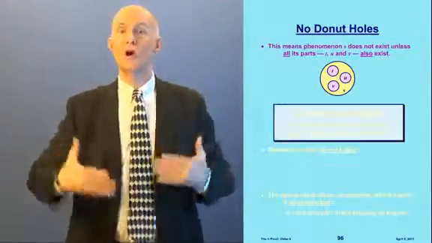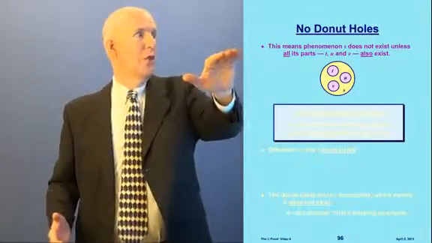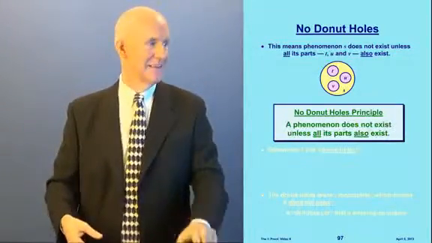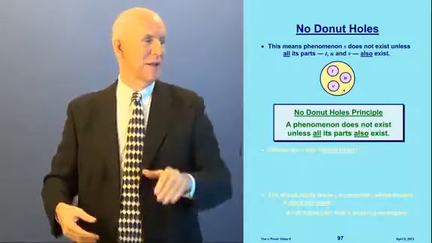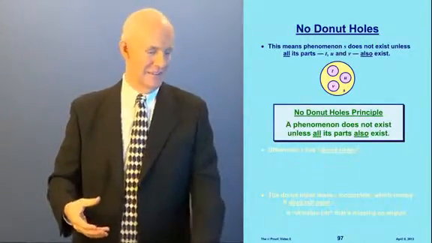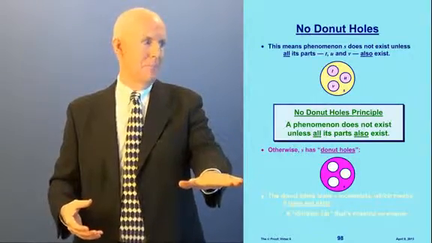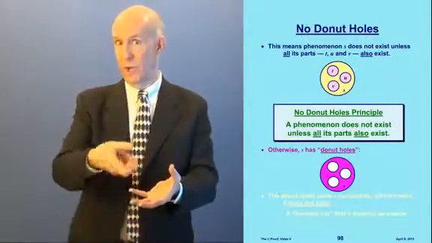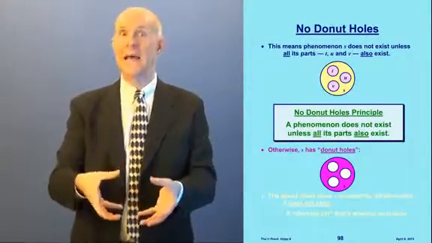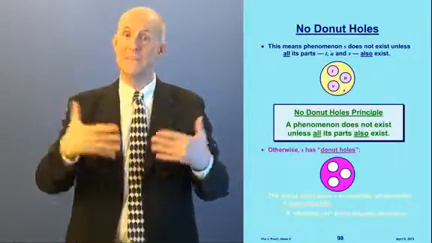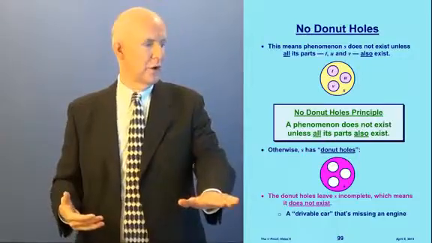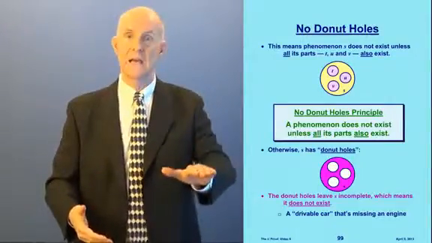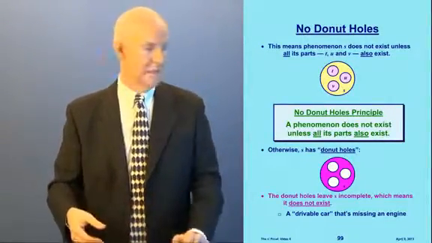In other words, no donut holes. It means phenomenon S does not exist unless all of its parts also exist. So we have this no donut hole principle. A phenomenon does not exist unless all of its parts exist. Otherwise, there would be donut holes. Here I made S this magenta color, and I've got these white circles, and it's like they're empty. It's like there's S with holes where its parts would be. Well, it's not S if it has those holes in it. It has to be complete to be S. The donut holes leave S incomplete, which means it doesn't exist. In other words, S as a phenomenon doesn't exist if these parts of S don't exist.